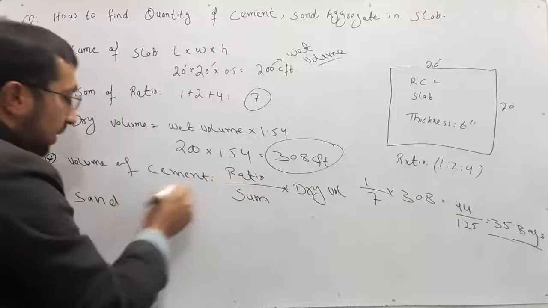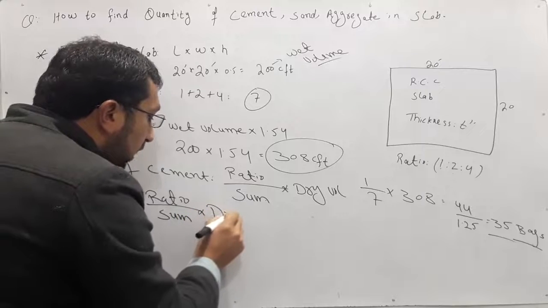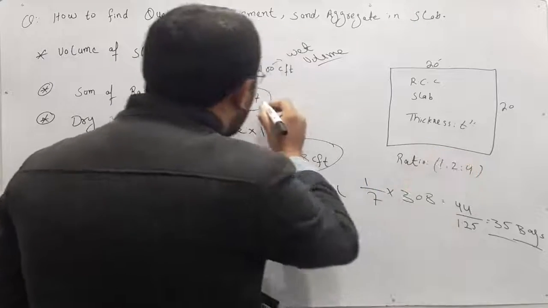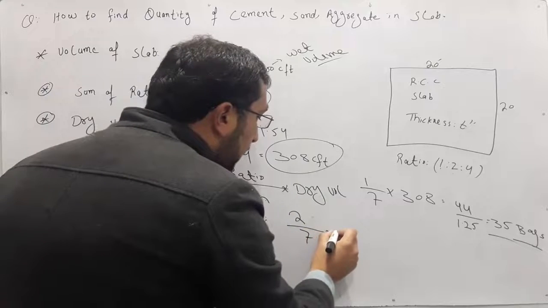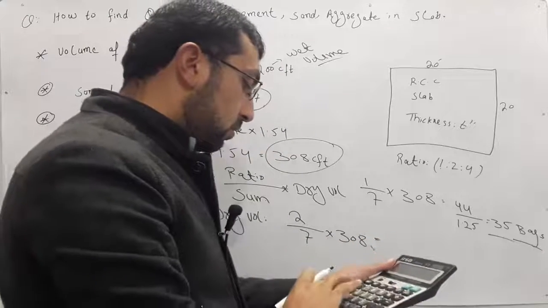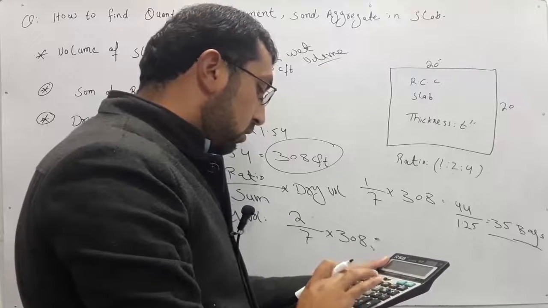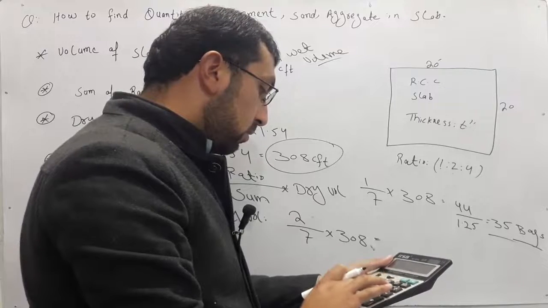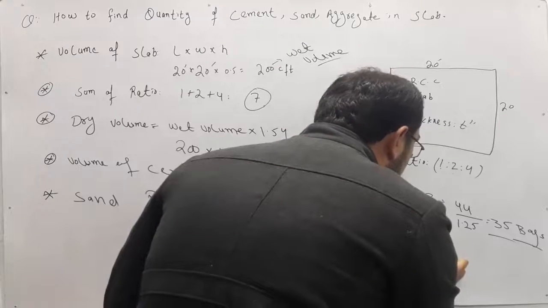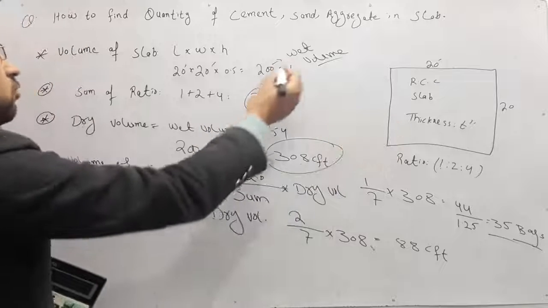What's the volume of sand? The same formula: ratio divided by sum, multiplied by dry volume. The ratio is 2, the sum total is 7, and the dry volume is 308. It comes to 88 CFT of sand.